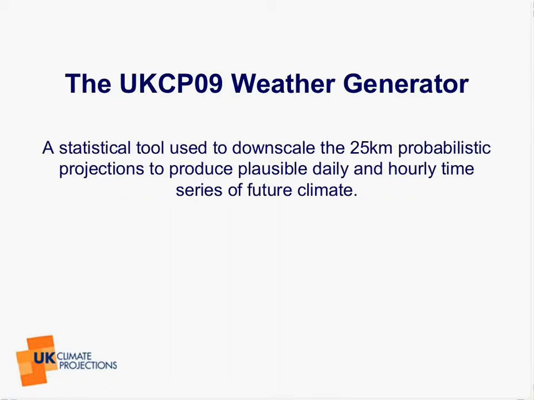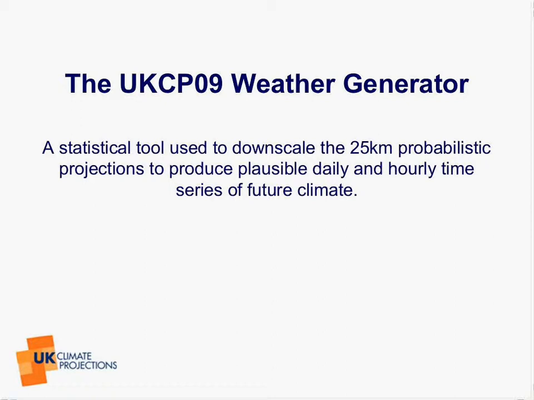So what the weather generator is, for people who might not know, it's a statistical tool that's used to downscale the 25-kilometer probabilistic projections. So it downscales them to plausible daily and hourly series of future climates. What it isn't is a tool that generates weather. It doesn't do weather forecasts. You can't look at a year in the future and tell what the weather's going to be like. I wish it would, because I'd love to know what the weather's going to be like on my rainy day, but I can't do that.